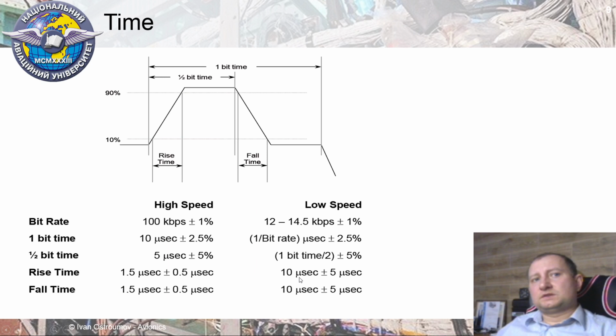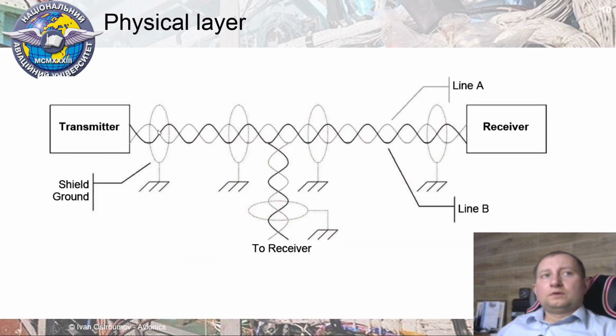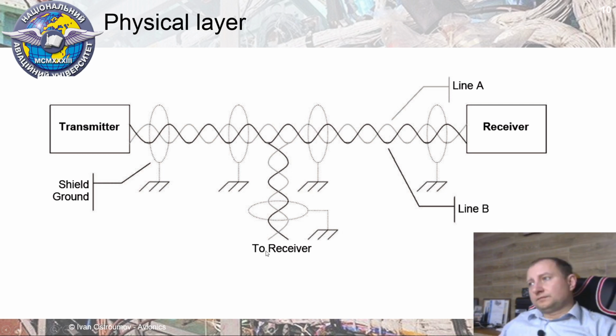Physical level, it is two wires, twisted paired, which use a metal shield connected to the ground. Any receiver is connected in parallel to both of these wires. This is an important thing.